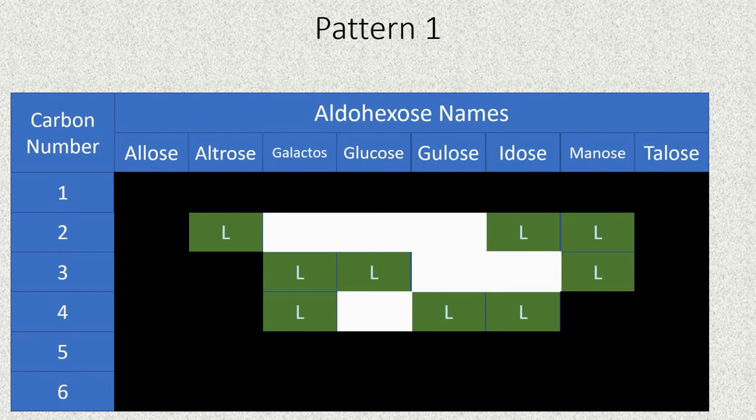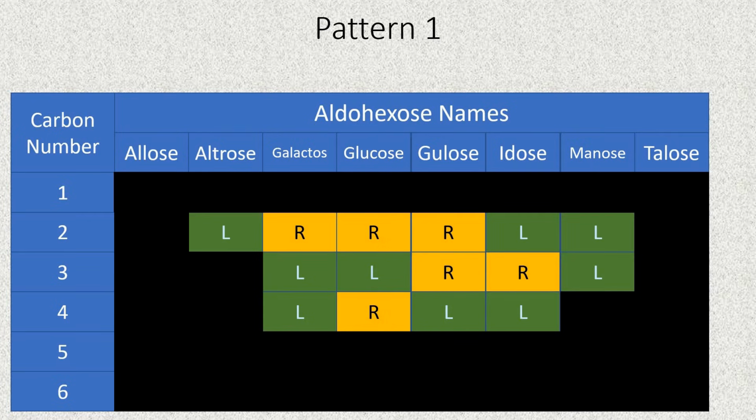So these L represent that the hydroxyl groups in these sugars, on these carbons, are on the left side. What do the blank spaces represent? These blank spaces represent hydroxyl groups on the right side in these sugars on the same carbon. For example, in galactose, you can see the hydroxyl group on carbon number 2 is on the right side, while in the same galactose, carbon number 3 and carbon number 4 hydroxyl groups are on the left side.